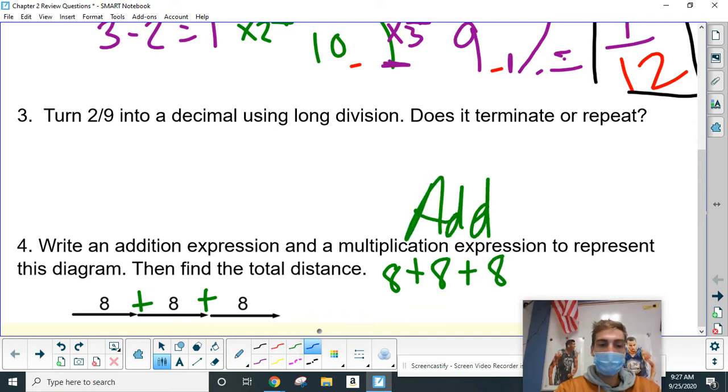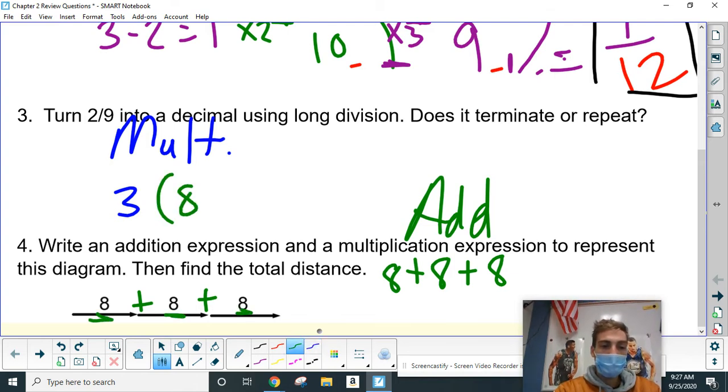And now when we look at multiplication, I'm going to take a look at, first off, how many numbers do I have? Well, I have 3 numbers. What are those 3 numbers? Those 3 numbers are all 8s. So you'll see here my multiplication expression was 3 times 8.